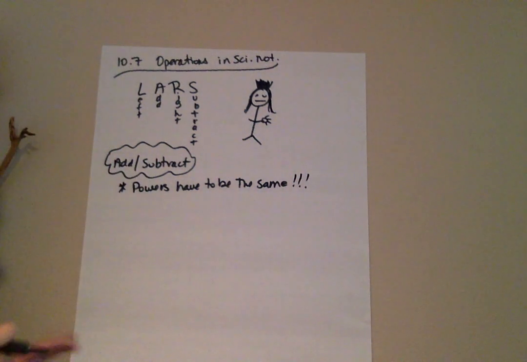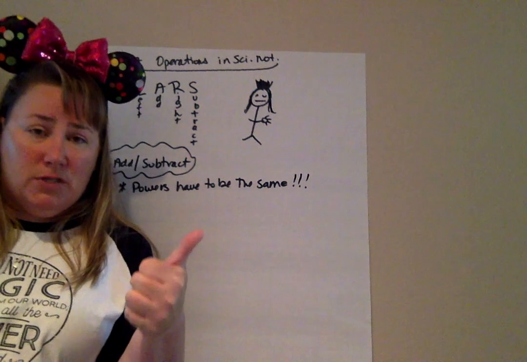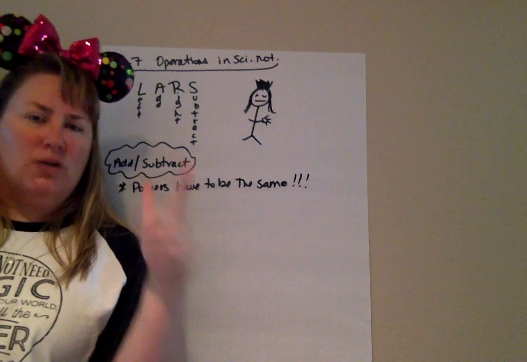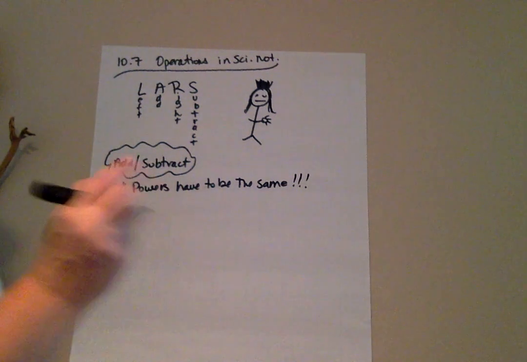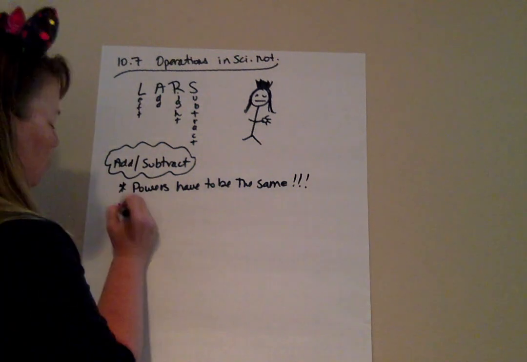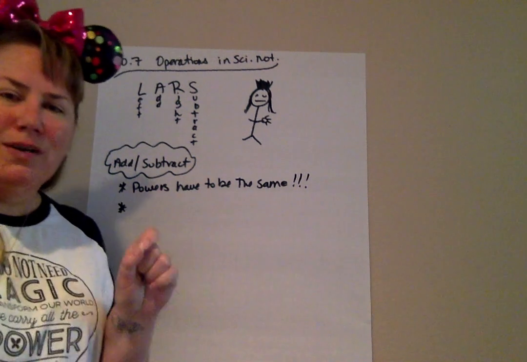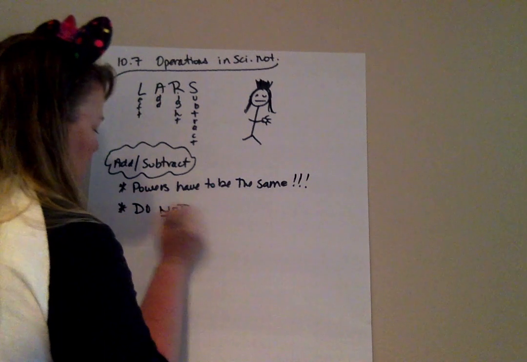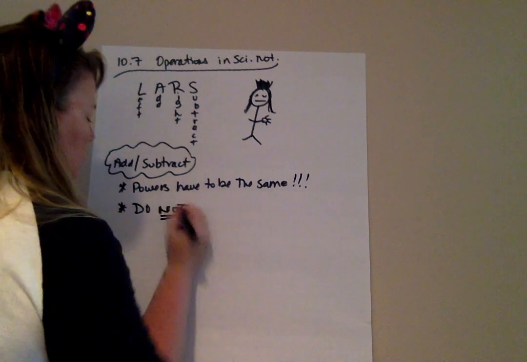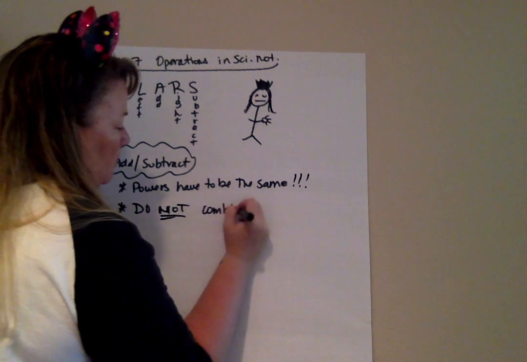Okay? And Lars can pop up in a couple places. Lars can pop up when you are making the numbers in scientific notation and when you have to create the answer to be in scientific notation. All right? Now on this one, when it comes to your base 10 numbers, you do not combine powers. I need to work on my lettering.